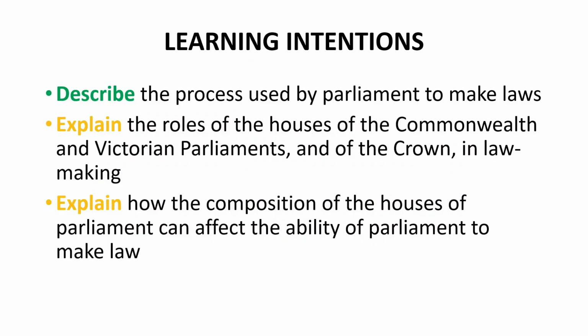Well, that brings us to the end of this video. You should now be able to do three things. First, describe the process used by Parliament to make laws. Second, explain the roles of the Houses of the Commonwealth and Victorian Parliaments and of the Crown in lawmaking. And third, explain how the composition of the Houses of Parliament can affect the ability of Parliament to make law.